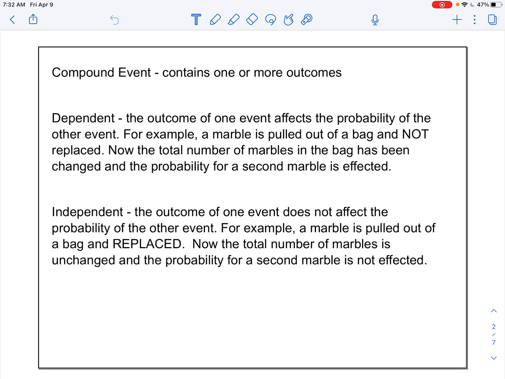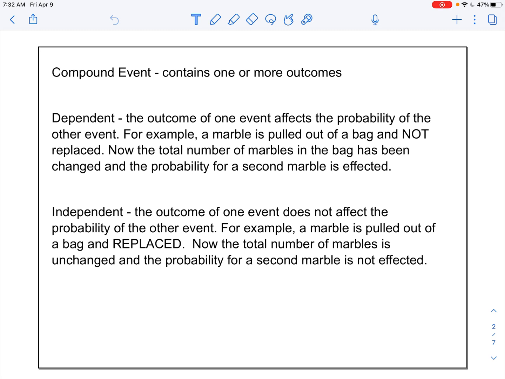So for example, if you pull a marble from a bag and do not put the marble back, the next time you pull a marble, what is happening inside the bag has changed. Therefore, the second probability becomes dependent on what you did on the first probability.